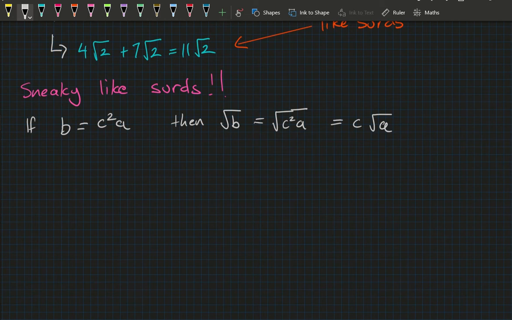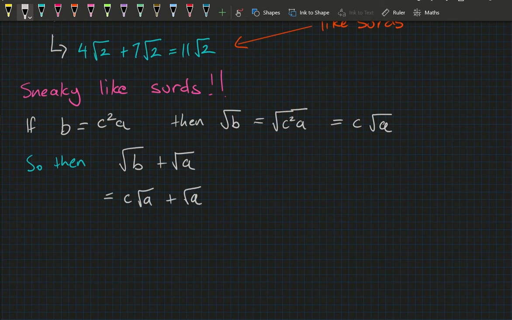So using this same value of b, if we were asked to add the square root of b plus the square root of a, then initially they don't look like surds, but then substituting in the value for the square root of b that we've already worked out, that's now equal to c times the square root of a plus the square root of a. We have c times the square root of a plus 1 times the square root of a, so that's equal to c plus 1 times the square root of a.